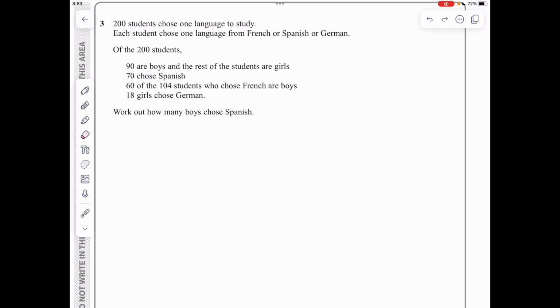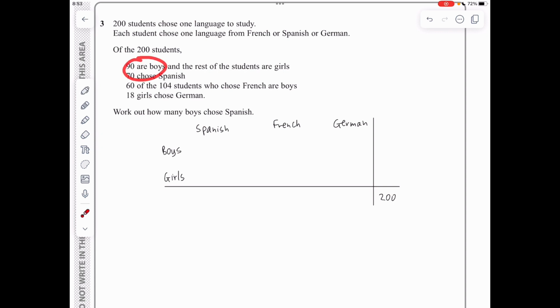So I will start by drawing a table here. We've got the Spanish, the French, and the German, and the split between boys and girls. We start by taking into account the fact that the total is 200, and we are told that the 90 were boys, the rest were girls. So we've got 90 boys in total and 110 girls.